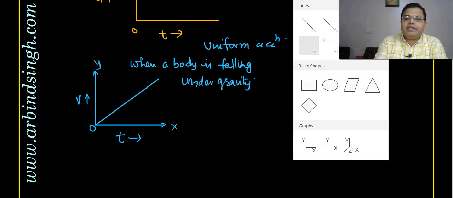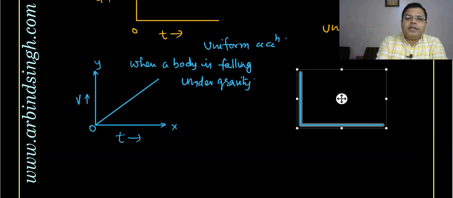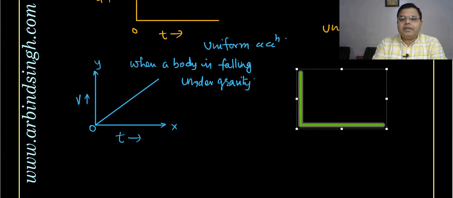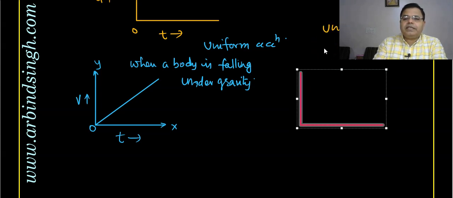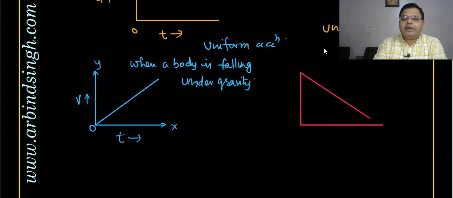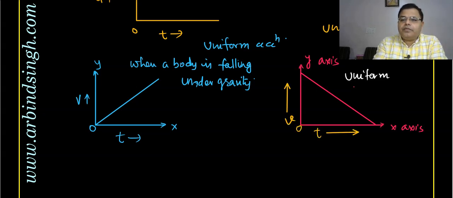There can also be uniform retardation. When the velocity of a body is decreasing, then there will be uniform retardation as well. Uniform retardation is nothing else but the velocity decreasing successively, and it may or may not become zero, but this is called uniform retardation. I hope you got the point. It is retardation, or negative acceleration.